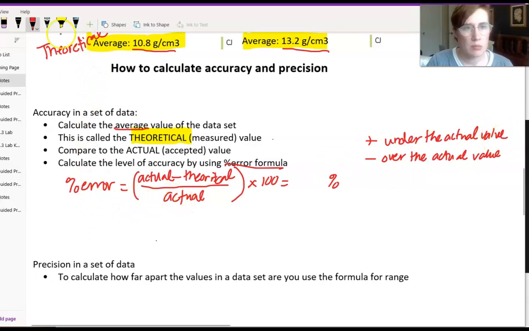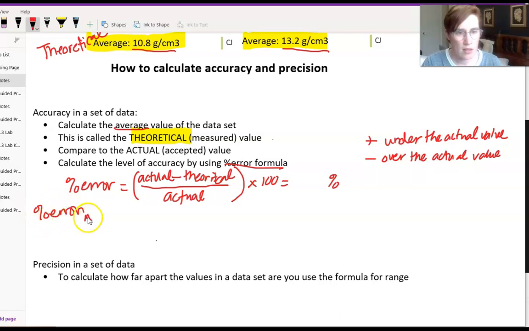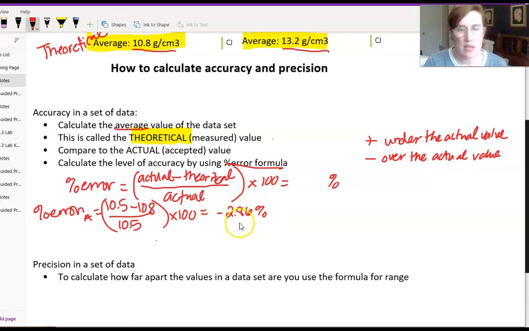So let's go ahead and calculate percent error for both of these. So let's do percent error for group A. It is going to be 10.5 minus 10.8, that's the average, the theoretical, divided by 10.5 times 100, and that gives us negative 2.86%. That means that the value that group A measured was off by 2.86%.